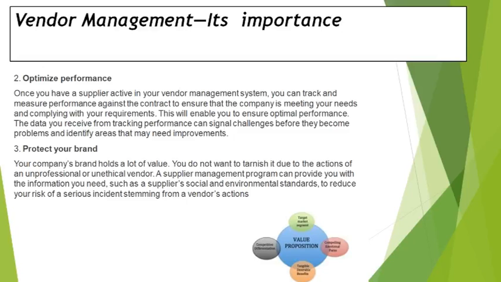Second is optimize performance. Once you have a supplier active in your vendor management system, you can track and measure performance against the contract to ensure that the company is meeting your needs and complying with your requirements. This will enable you to ensure optimal performance. The data you receive from tracking performance can signal challenges before they become problems and identify areas that may need improvements. Third is protect your brand.